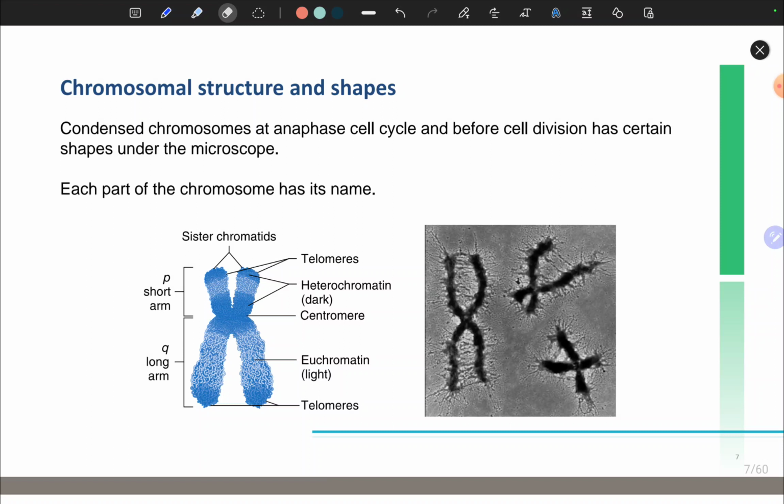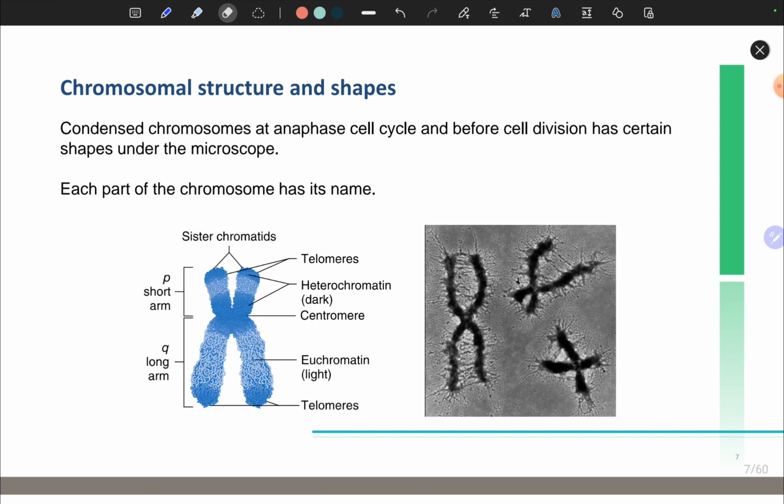Chromosomes before the cell division have certain shapes under the microscope. Now each part of the chromosome has its name. Here we have a very nice picture of the chromosome before the division. So we have 2 parts, each of them we call a chromatid. So we have 2 chromatids, the right and the left, you see it.